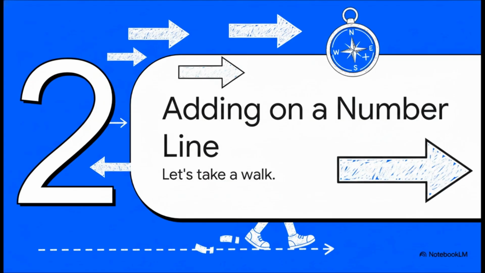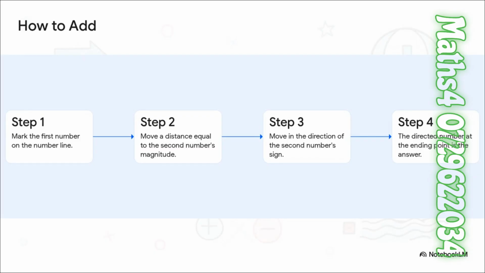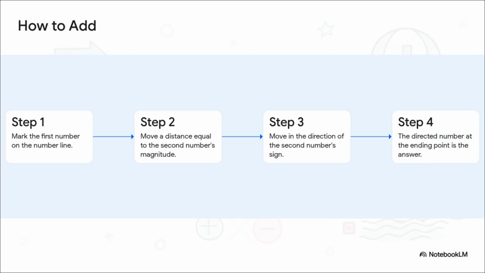Okay, let's put this whole direction thing into practice with addition. Honestly, the best way to get a feel for this is to imagine we're literally taking a walk along a giant number line. And the process is always the same. First, you find your starting point. That's just the first number in the problem. Then, you get ready to move a certain number of steps. That's the magnitude of the second number. And here's the crucial part. You move in the direction of that second number's sign. Wherever you land, that's your answer.